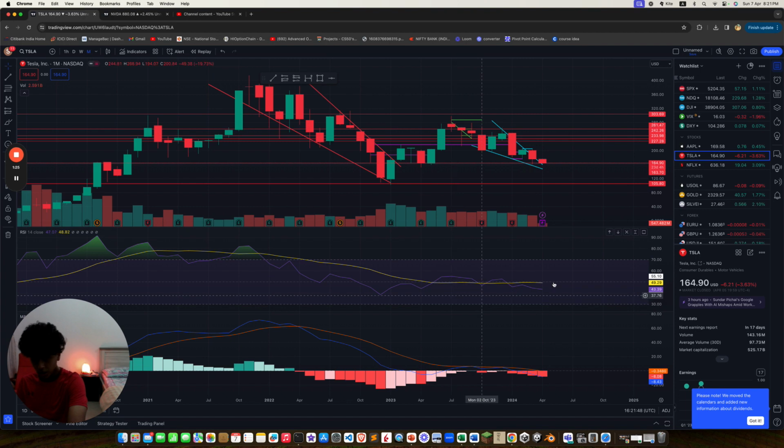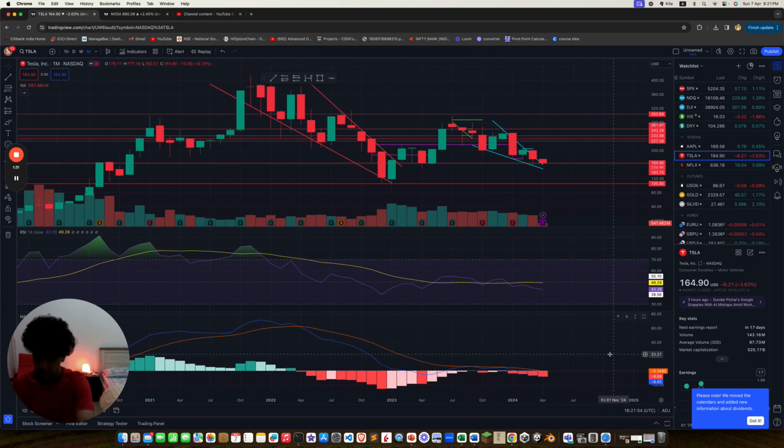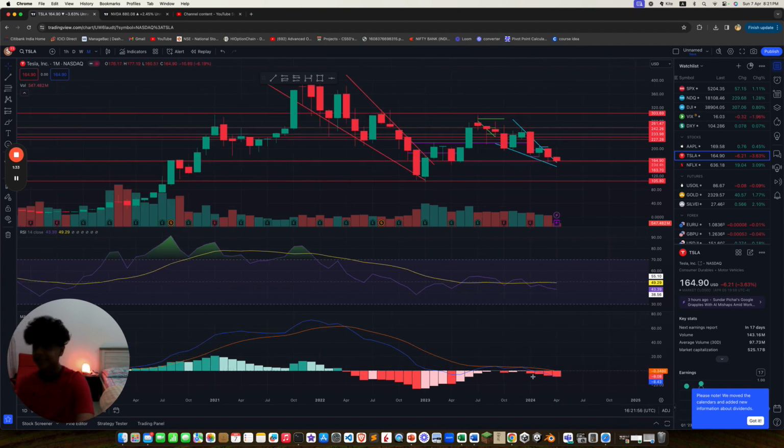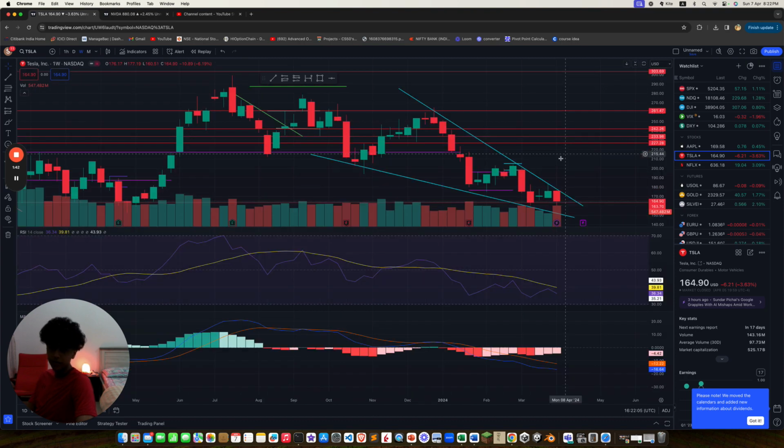So RSI is continuing to go downwards and has crossed its average quite a while back. Same case with the MACD. In fact, the MACD is in its negatives, and it's definitely going downwards along with its cross. But that's all we get from this chart. Let's now move to the weekly charts.